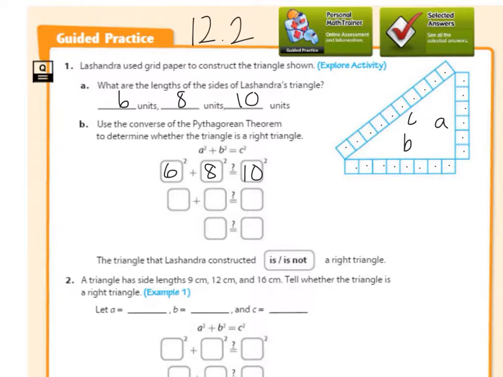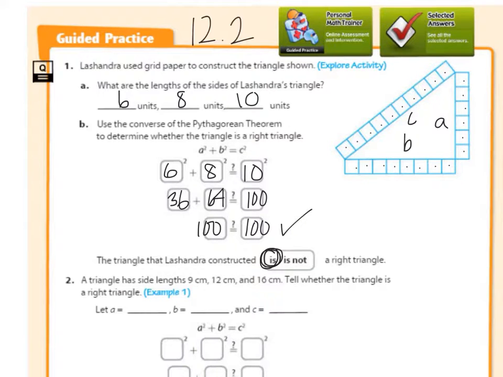We'll find out. 6 squared, 6 times 6, is 36. 8 squared, 8 times 8, is 64. And 10 squared is 10 times 10, which is 100. 36 plus 64 is 100. So it is, in fact, equal. So that is a right triangle. The triangle she constructed is a right triangle. Since we proved the converse to be true, a squared plus b squared is equal to c squared, then we know that it's a right triangle.